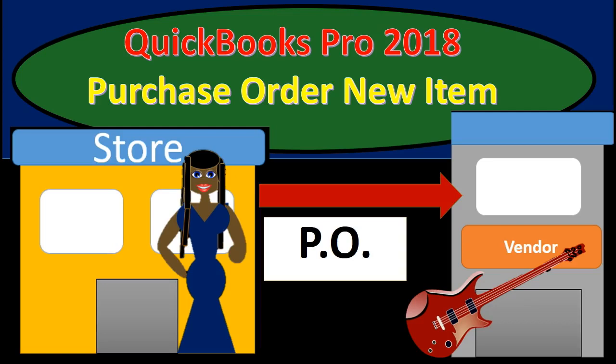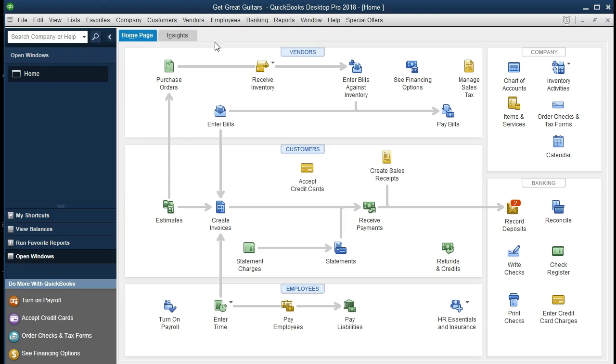Hello, in this presentation we will create a purchase order with a new item, adding a new inventory item while creating the purchase order within QuickBooks Pro 2018. If you've been following along with us, we're going to continue with the Get Great Guitars problem. If not, that is okay. We will be creating a purchase order, and as we create the purchase order, we will be adding a new item and a new customer in that process.